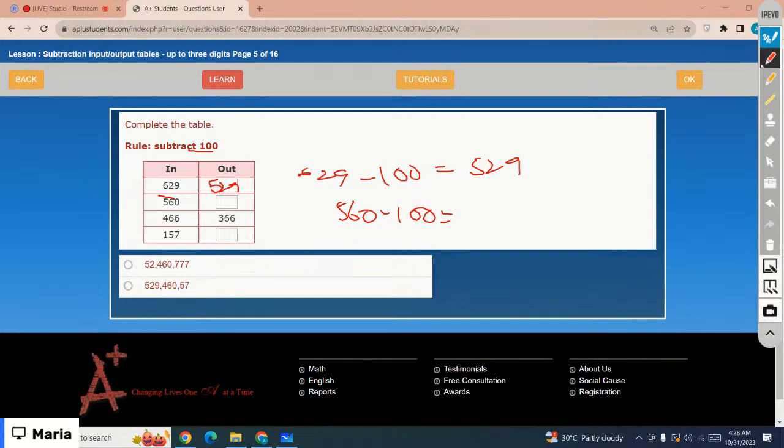560 minus 100 equals 460. Please fix your microphone, everyone can hear me. Then you have 157 minus 100, that is 57. So option number 2 is the correct option, right?